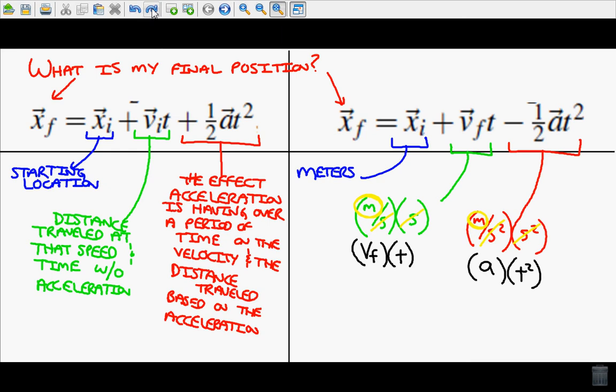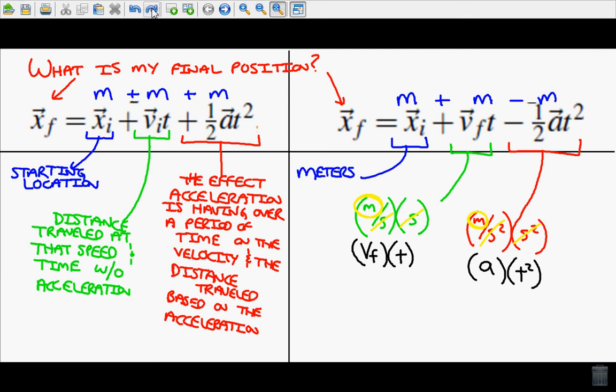So as you can see, basically what we have is meters plus meters minus meters when all is said and done. In the left equation, everything works out the same and we're left with meters plus meters plus meters equals our final position.